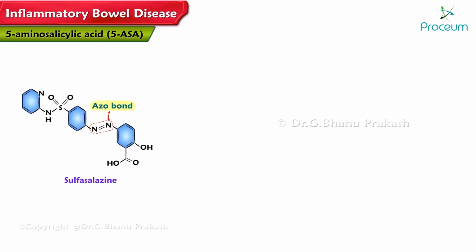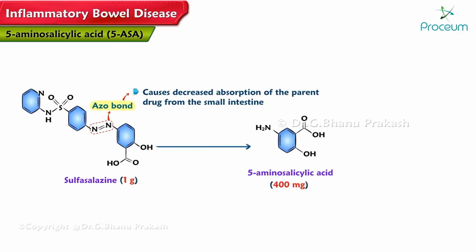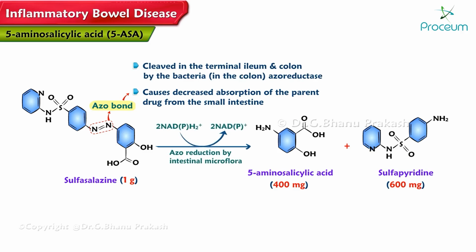The advantage of having an azo bond is decreased absorption of the parent drug from the small intestine. For example, 1 gram of sulfasalazine is equal to 400 milligrams of amino-salicylic acid plus 600 milligrams of sulfapyridine. They are digested and the azo bond is cleaved in the terminal ileum and colon by the bacteria in the colon with the help of azo-reductase enzyme, which releases active amino-salicylic acid. Hence, drug concentration occurs in the ileum and colon.